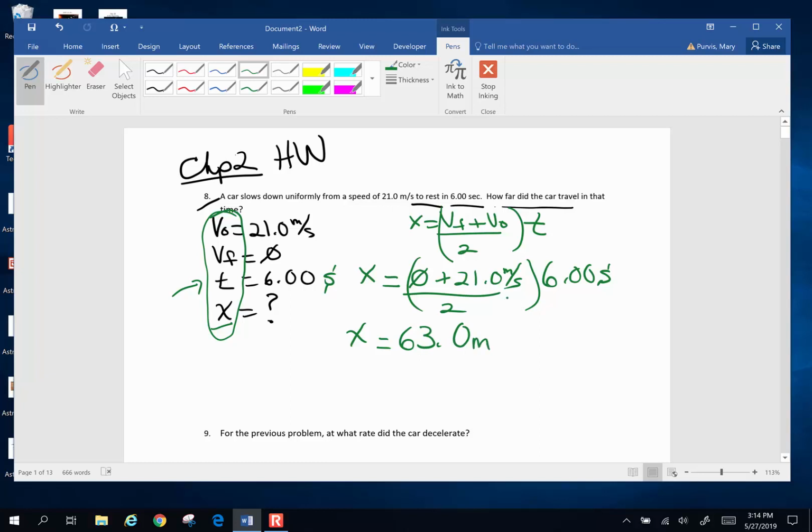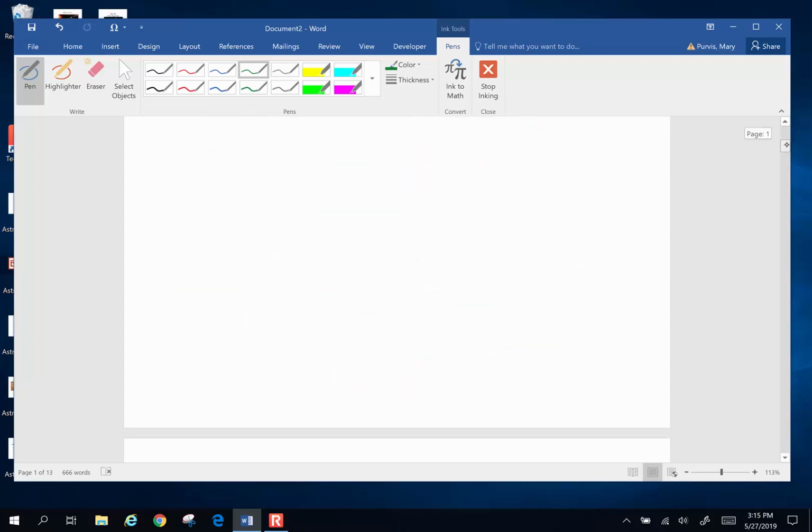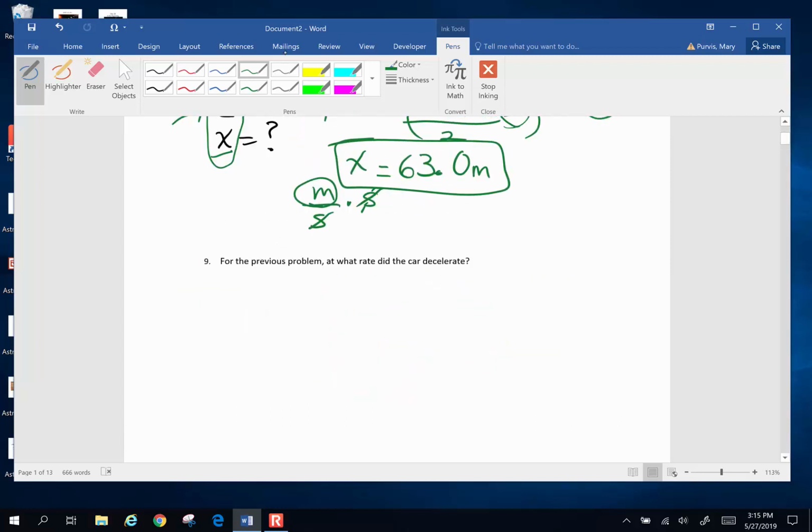Let's take a look at where the units come from. Meters per second, and I'm multiplying meters per second times seconds. Seconds are going to cancel. I'm ending up with displacement units, and my answer is 63 meters. Onward, we're going to go to problem number 9.